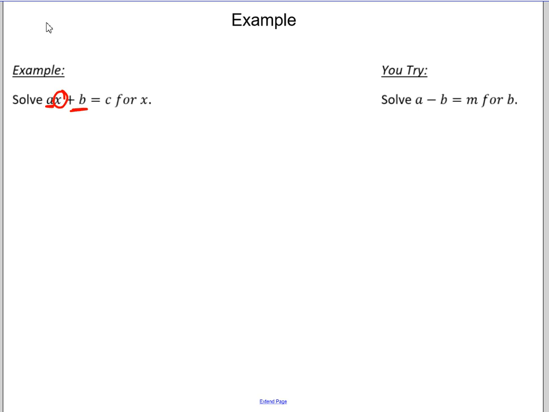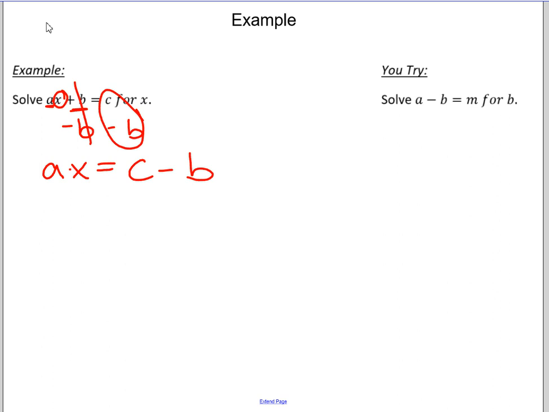The multiplication or the addition? Reverse PEMDAS tells me to get rid of the addition first. So I am going to subtract b from both sides. B minus b cancels out. I have ax is equal to. Now, these are not like terms. I can't combine them, but I can write c minus b. Okay? Now I'm going to solve for x.